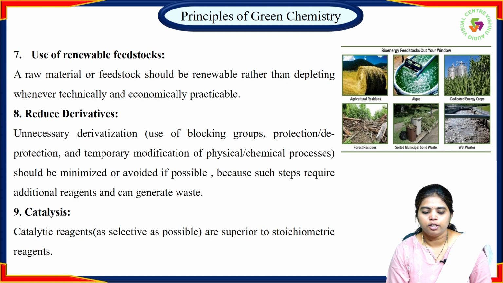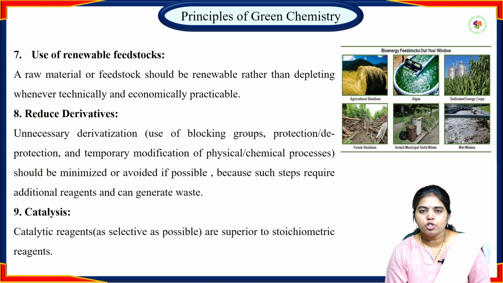Our eighth principle is reducing derivatives. Unnecessary derivatization, like the usage of blocking groups, protection or deprotection, and temporary modifications in our chemical or physical process, needs to be reduced. By doing a temporary modification in a chemical or physical process, it unnecessarily derives some other components which are not required, and which decrease the atom efficiency. Such a process needs to be reduced and avoided as much as possible.